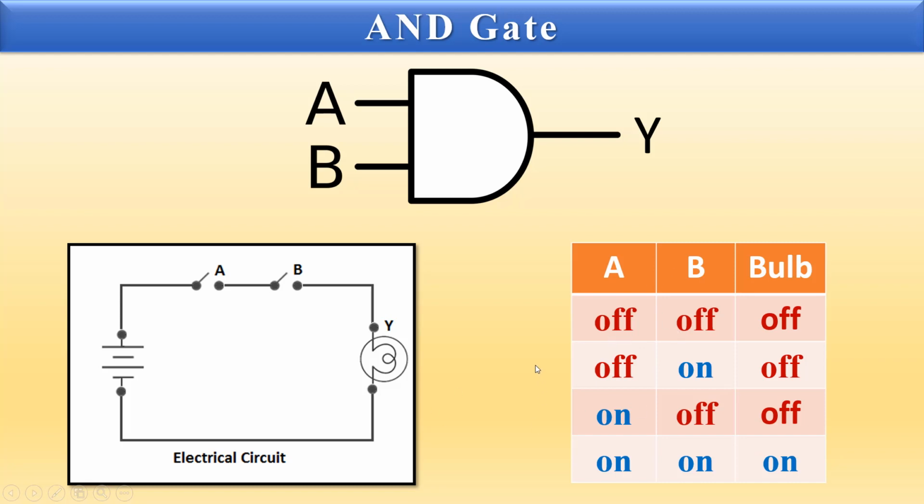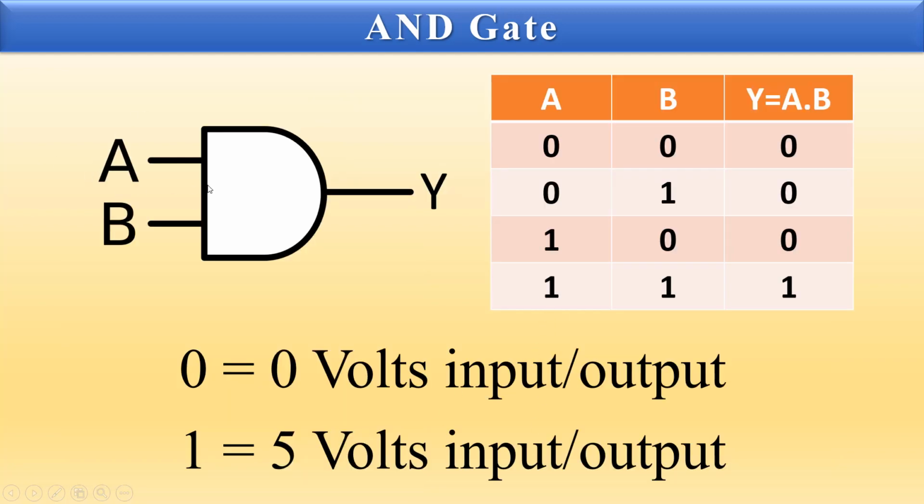So that explains the logic table for the AND gate, which is equivalent to the AND operation in Boolean algebra. So if A is 0 and B is 0, Y output is 0. If A is 0 and B is 1, Y output is 0. If A is 1 and B is 0, Y output is 0. If A is 1 and B is 1, Y output is 1.